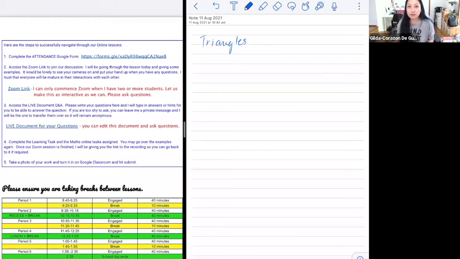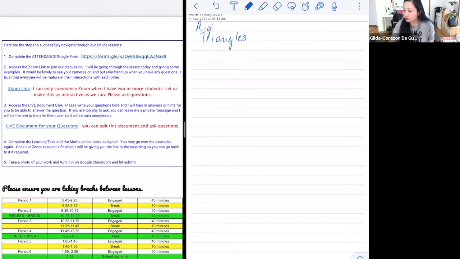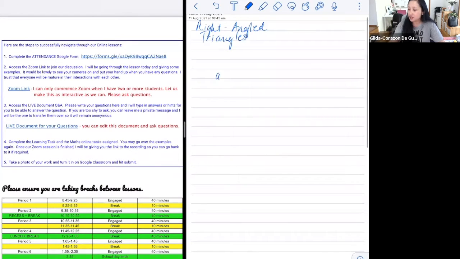So we were talking about right angled triangles, not just triangles, but specifically right angled. A squared plus B squared equals C squared. That seems familiar. I'm going to write that down. But do I remember what it means?